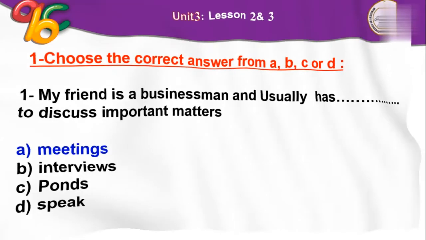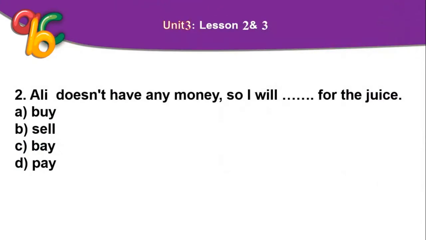Okay, let's go to question two. Ali doesn't have any money, so I will space for the use. Buy, sell, pay. What's the answer? Guess have waiting for your answer. جانا وائل دي. دي wonderful جانا. روان عمرو دي، فيرونيكا دي، كرولوس دي. Wonderful. So I will pay for. Okay, Ali doesn't have any money, so I will pay for the use. Okay.